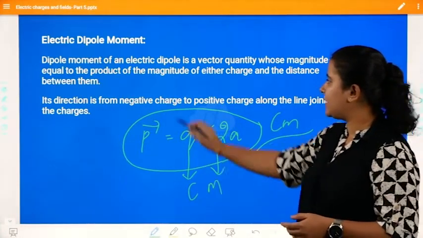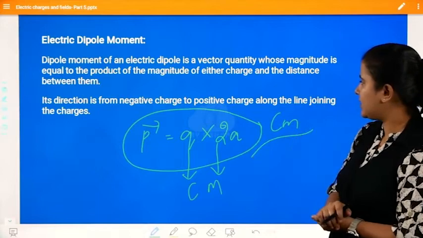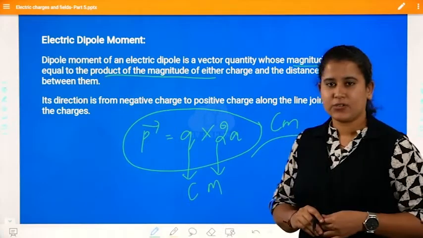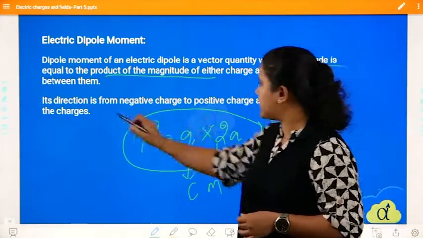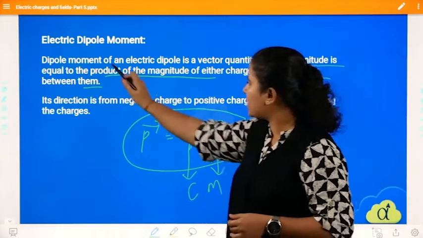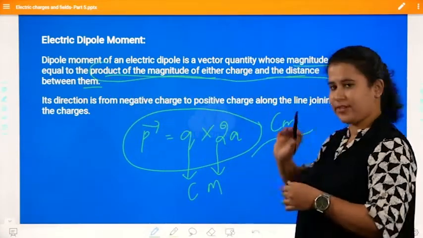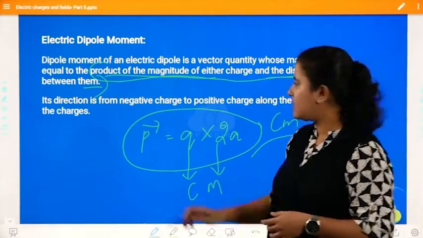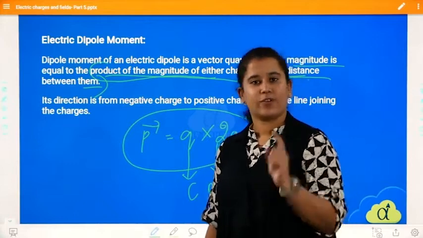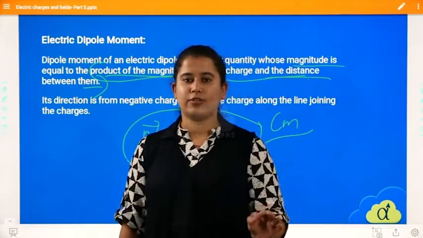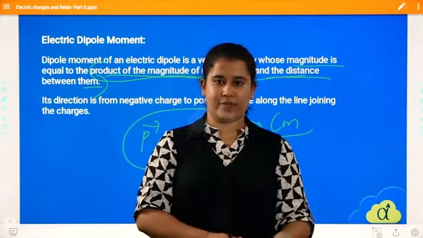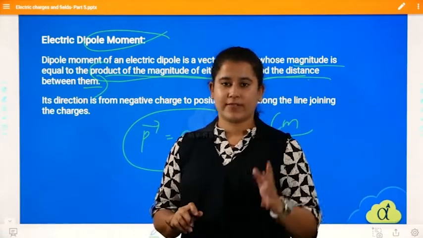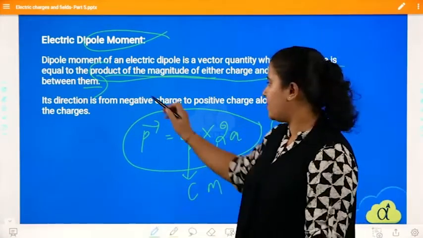So coming to the first thing, we have electric dipole moment. It is a vector quantity whose magnitude is equal to the product of the magnitude of either charge and the distance between them. Its direction is from negative to positive. This you have to remember, because electric lines of force are always from positive to negative. But when I come across electric dipole moment, the direction is from the negative charge to the positive charge.